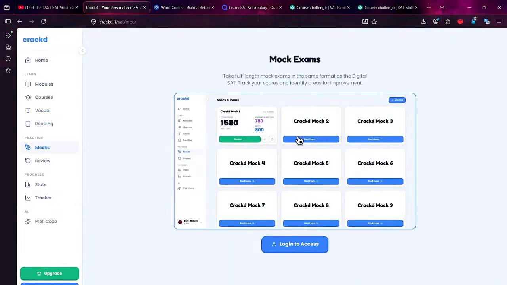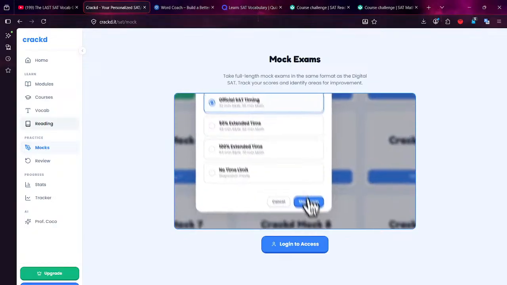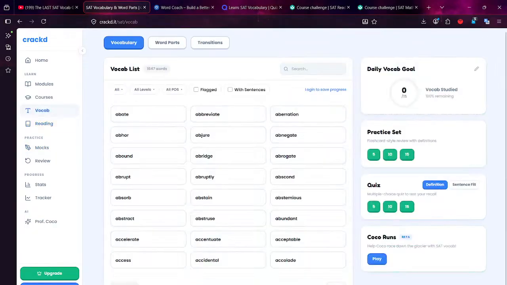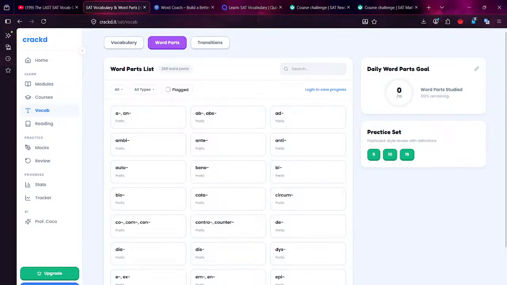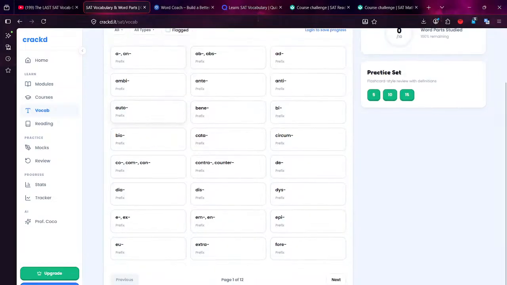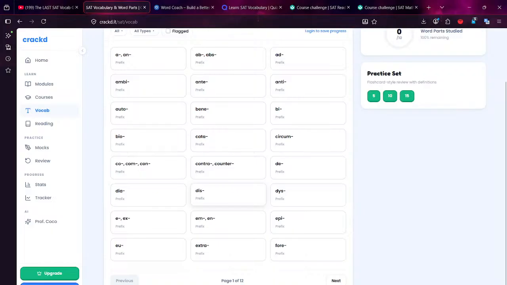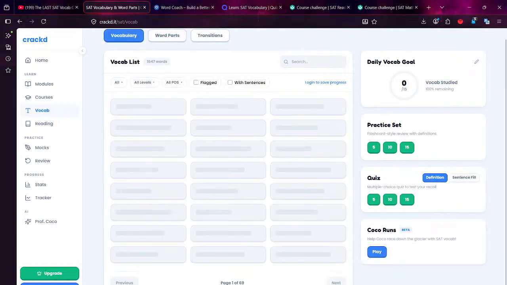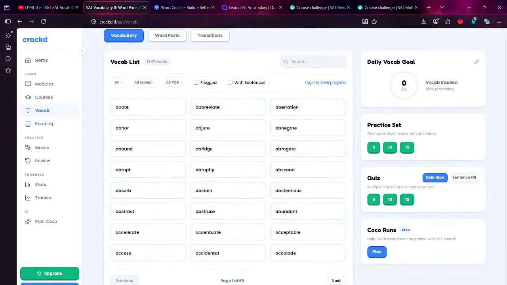Mock examples. No, okay. Vocab, okay. Word parts, right? Okay. I mean, I think it's a good resource, right? I think we should do some vocab practice at 15.